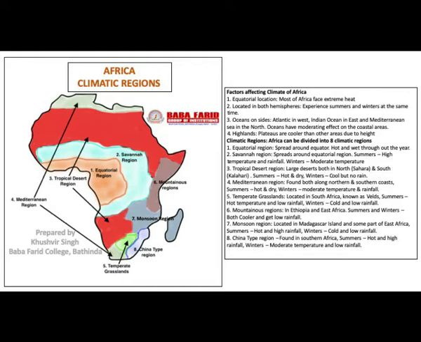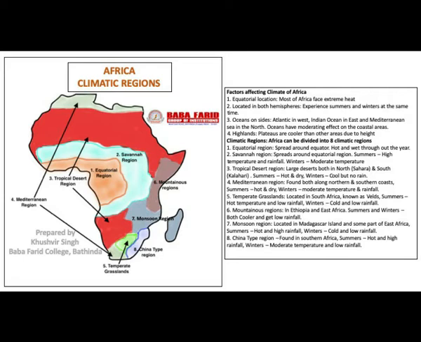Bathinda. Today we will cover the topic of climatic regions of the Africa continent. But before we start this topic, let's have a talk about what is climate. Climate is the long-term average of weather, typically averaged over a period of 30 years. The climate of a location is affected by several factors such as latitude, terrain, altitude, nearby water bodies, and the water currents. Consequently, there are many climatic factors which affect the climatic conditions of Africa.